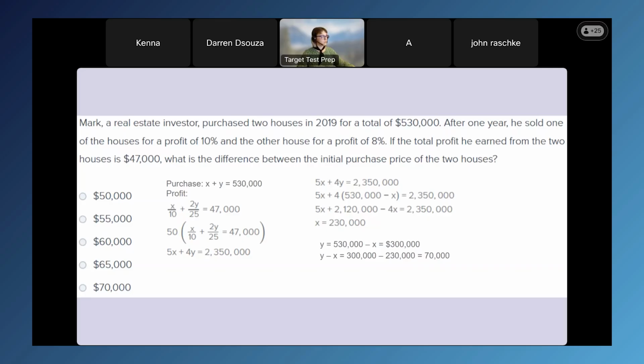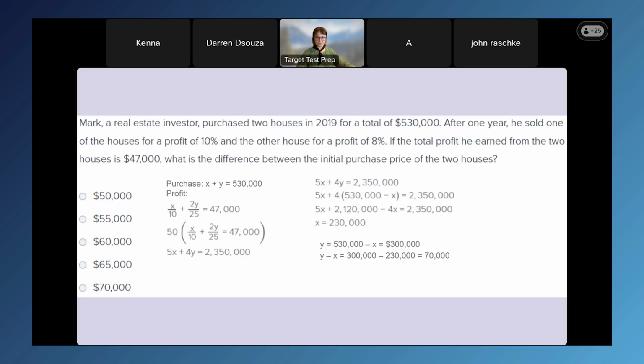This is probably a hard question. I'm pretty sure it is a hard question because it's several steps. And also because you have to remember to do the difference between the two houses.